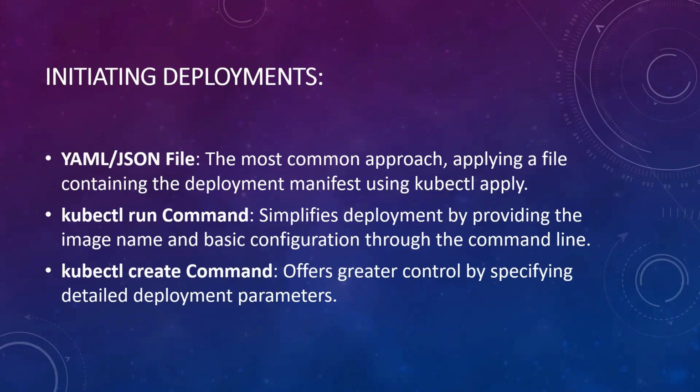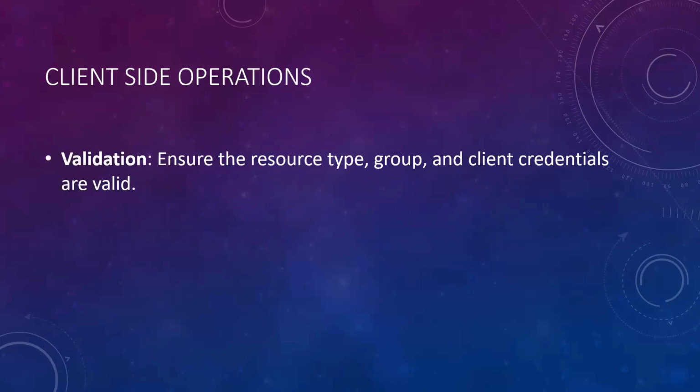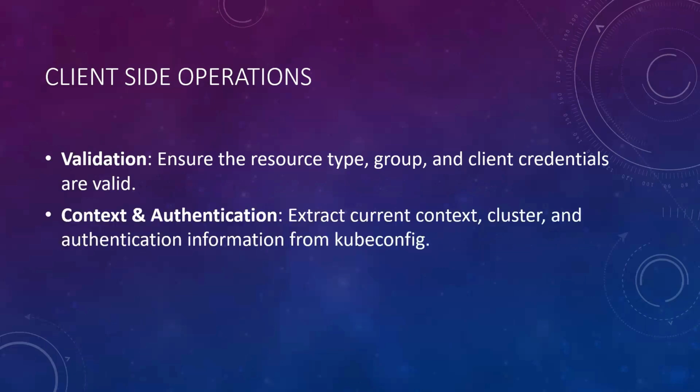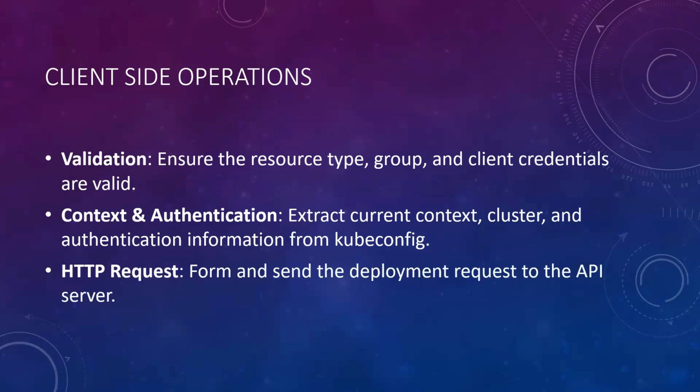Now let's assume you have deployed the file using one of these methods. What happens? Two operations are involved: one on the client side and one on the server side. What happens on the client side? The validations. First, it ensures that the resource type, group, and client credentials are valid. Then it checks the context and authentication: it extracts the current context, cluster name, and authentication information from the kubeconfig file, makes the HTTP request, and sends the deployment request to the HTTP server, right? Then the client side operation is done.